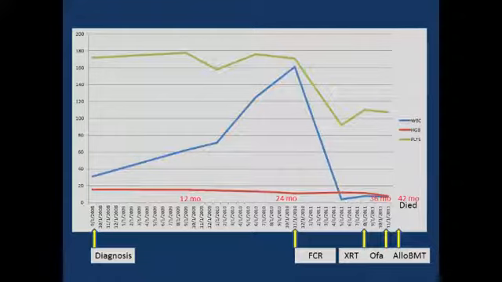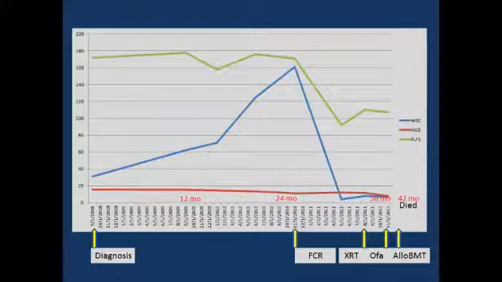And then as we know, going into allogeneic bone marrow transplant, if patients have uncontrolled disease or bulky disease, they don't do as well, and his disease actually started to grow through here. So we treated him with ofatumumab, which is a new monoclonal antibody that we can use for refractory CLL, and then also high-dose corticosteroids, and he actually had a nice response to those. And he proceeded to allogeneic bone marrow transplant.